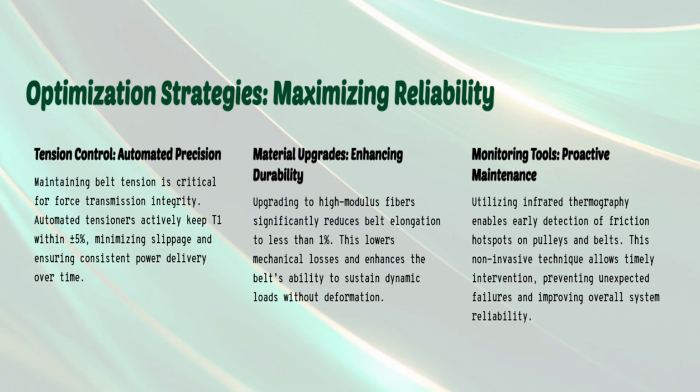Finally, maintenance teams deploy proactive monitoring tools like infrared thermography. By scanning the running machinery with thermal cameras, technicians can easily spot friction hotspots forming on the belts or pulleys long before a visual crack appears, allowing for timely, scheduled maintenance that prevents unexpected catastrophic failures and keeps the factory running flawlessly.